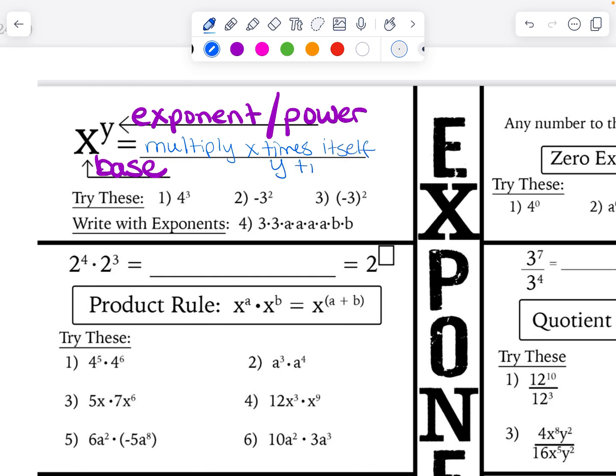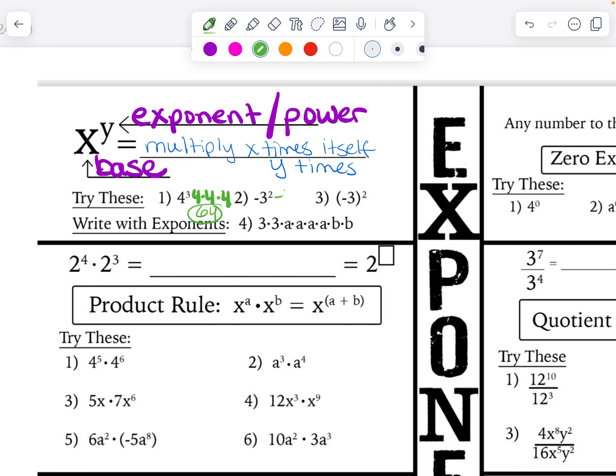All right, so let's try some here. So example number 1 says 4 to the third power. So that means 4 times 4 times 4. I wish there was a way to make a thickness in between those two, but I guess there's not. So we know that 4 times 4 is 16, and 16 times 4 is 64, so this would also equal 64.